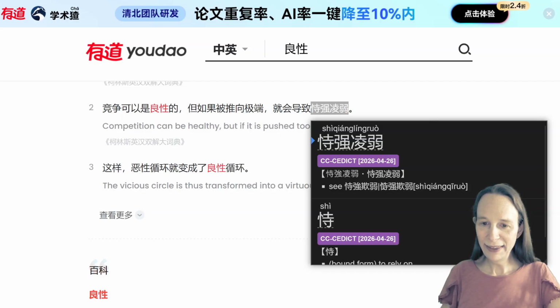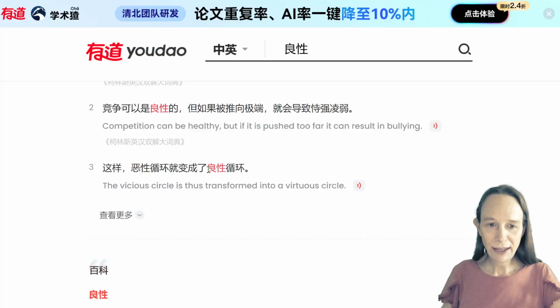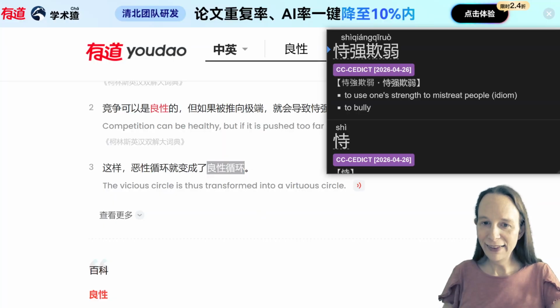How much do I care about this? Seems my browser is getting sluggish. Can I not hover over that? Okay, I don't care. 良性循环. Oh, this is a virtuous cycle. What's going on? I'm going to restart the browser.